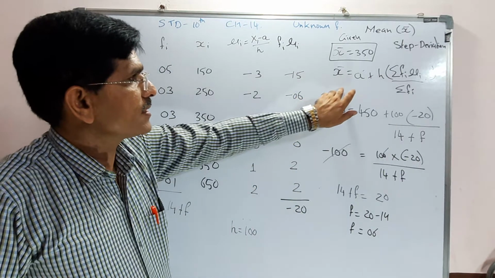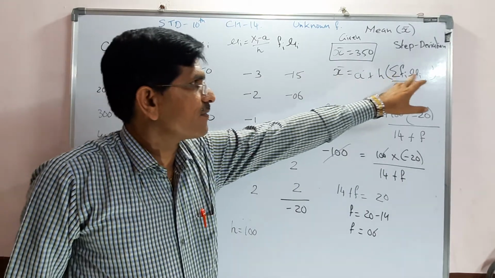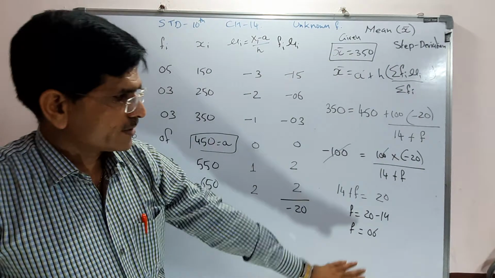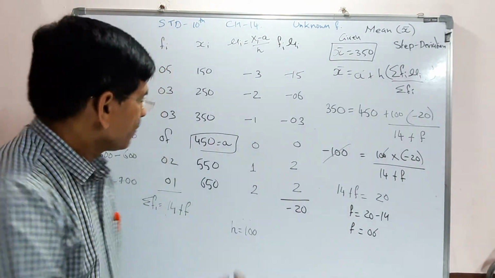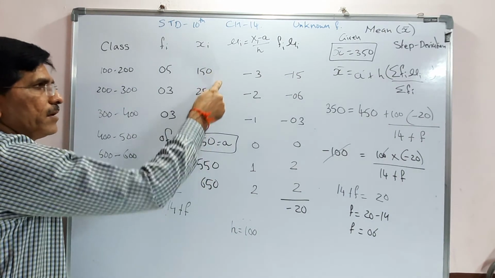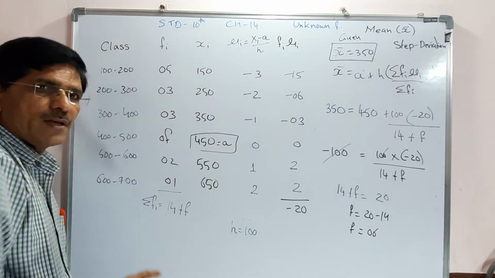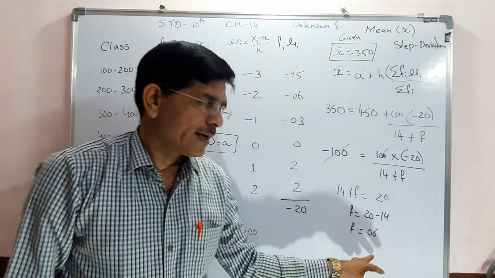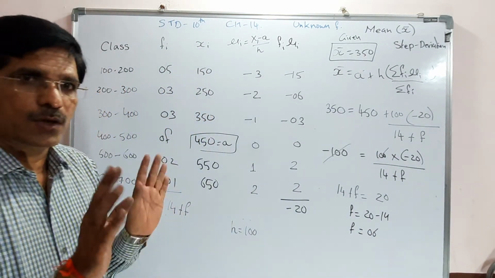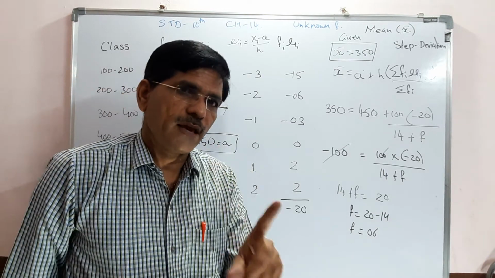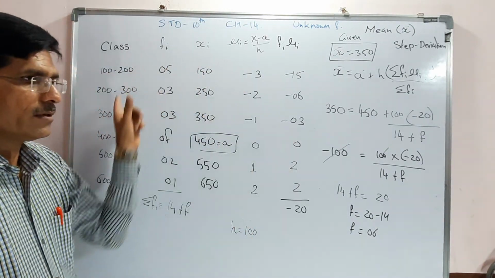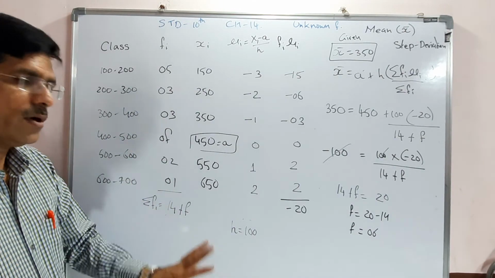Put in x bar is equal to a plus h sigma fi ui upon sigma fi. If you make the calculation, you will get the answer 6. Wherever you assume a, anywhere, you can assume a, and every time you will get the answer 6. But how do you do it fast? If the unknown frequency f is given, we find it by applying this method. It is easy and more suitable.